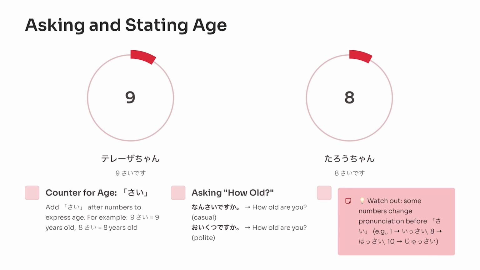Alright, let's wrap up this lesson by talking about age. 歳. In Japanese, you just add 歳 after a number to say how old someone is. For example, 9歳です means 9 years old, and 8歳です means 8 years old. To ask, you can say 何歳ですか? That's the casual way. Or おいくつですか? If you want to sound more polite. Be careful though, some numbers change a bit before 歳, like 1歳 for 1 year old and 8歳 for 8. Cute and useful, right?